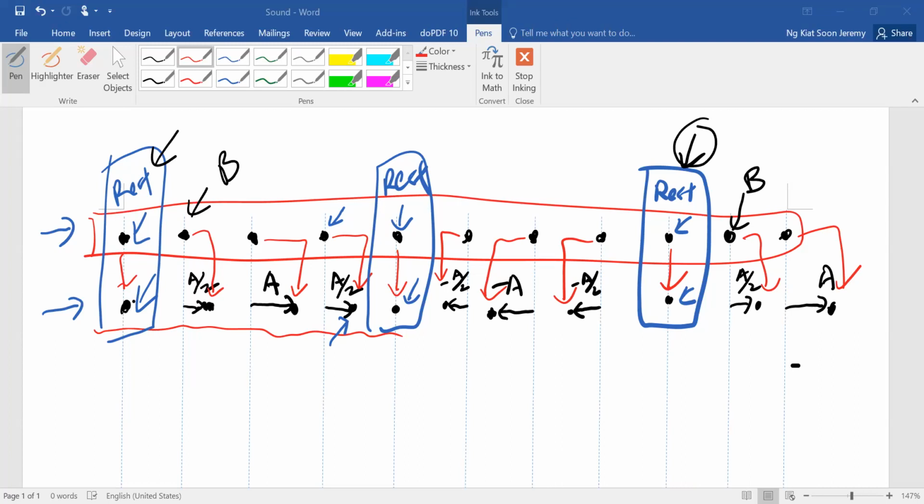Are you all seeing the applet? Or do I need to share? Yeah. See, this is why you all need to talk to me. You all are not talking to me.